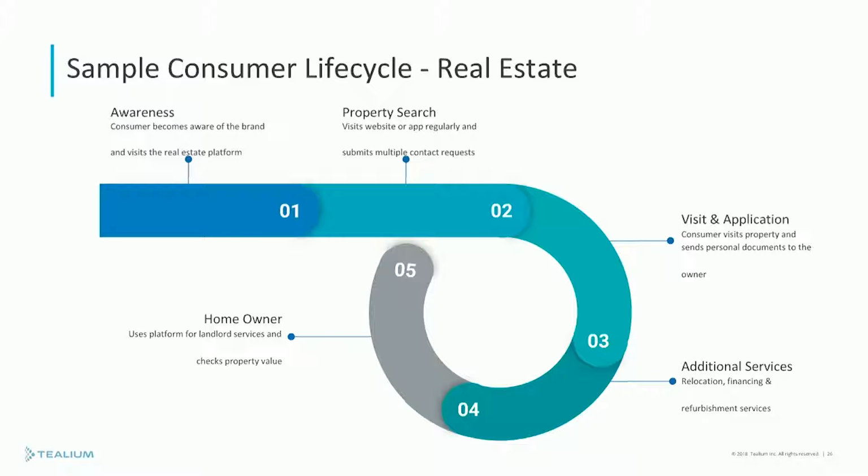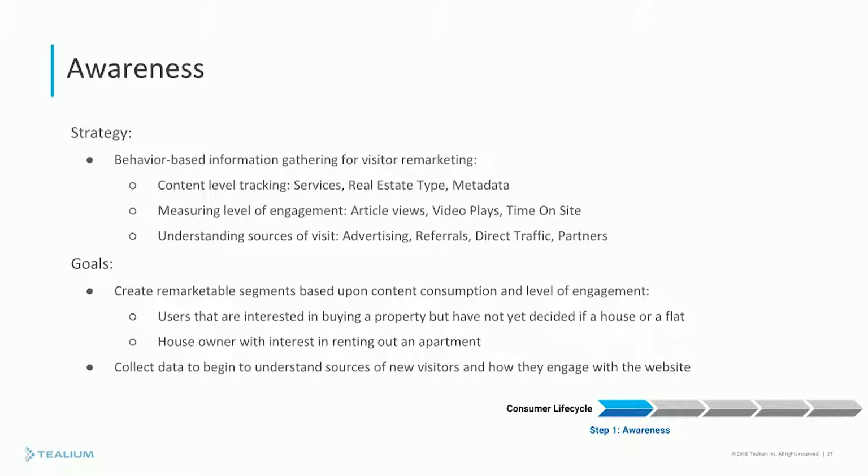And I've now, for every cycle step, a sample strategy of what you can do, and this then also can be applied to other businesses. So in the awareness phase, you usually don't know much about your users because they are just looking through maybe different websites and are looking through the content that you're offering. So you can at least track the different content that you're offering and content pages, for example, all the different services, the real estate types that the website offers, and of course, metadata about the users.